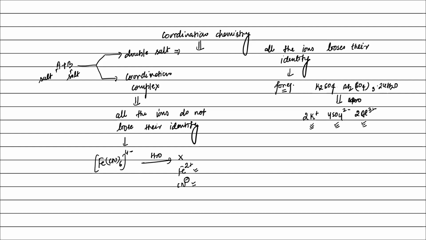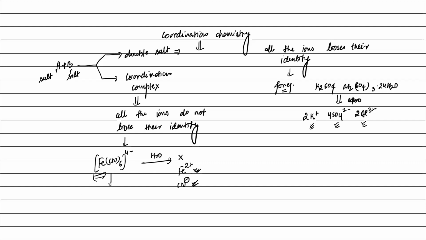In a double salt, each ion on dissolving in a particular solvent converts into its elementary state. K2SO4 will break into 2K+ and SO4 2-, Al2(SO4)3 will break into SO4 2- and Al3+, and the solution of the double salt will give the test of potassium, sulfate and Al3+. However, in coordination complexes, the ions do not lose their identity. For example, [Fe(CN)6]4- on dissolving in water neither gives the test of iron 2+, nor of CN-. That means in water or in many solvents, this complex ion does not dissociate into its constituent ions.